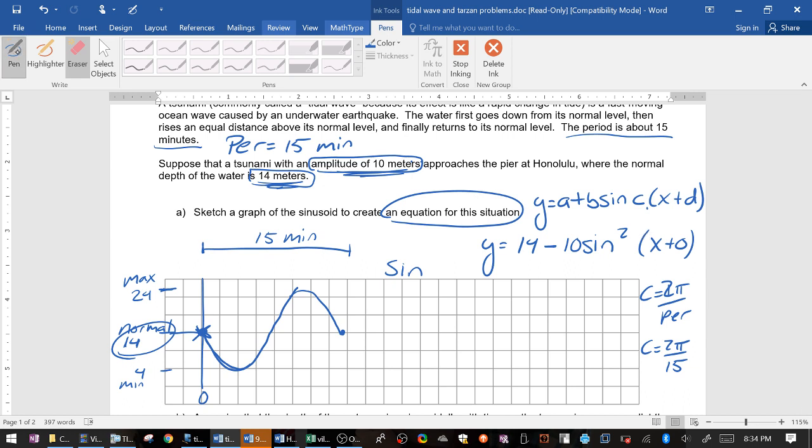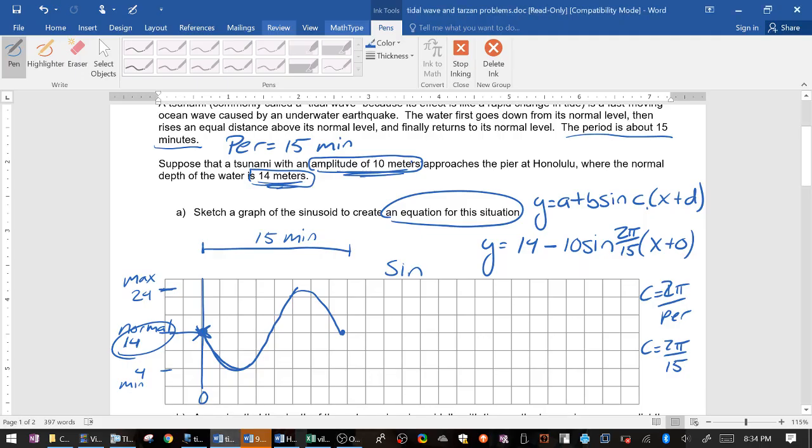All right, let's do this. I don't know why it's not working very well. Hold on a second. There we go. 2 pi over 15. So here's our function. All right, don't mind me.